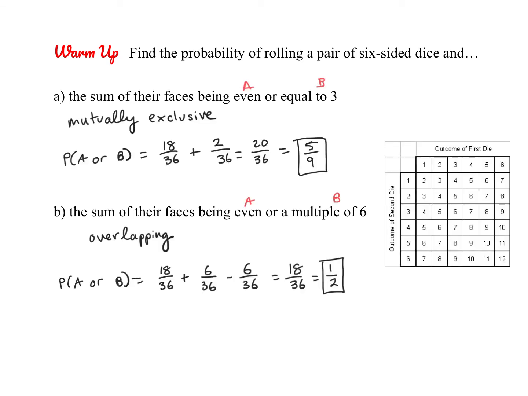All right, go ahead and check your work here. So for part A, these are two mutually exclusive events because you can't be both even and equal to 3 at the same time. So you find the individual probabilities and simply add them up and simplify.